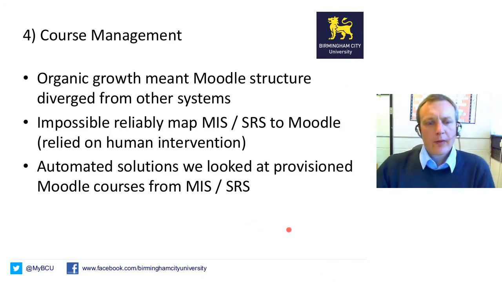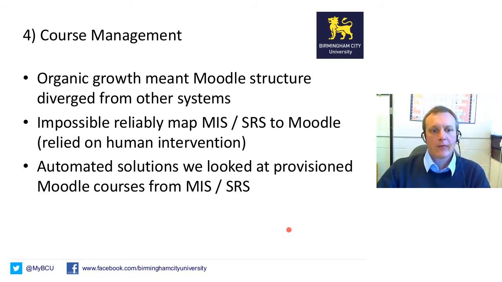But I think the big problem in creating the managed learning environment was the course management side of it. As I mentioned earlier, the organic growth of our system meant that to a point Moodle diverged from other systems, or even if it didn't diverge, it wasn't close enough to use reliably. It became impossible to reliably map the two systems, and everything we looked at relied on human intervention. It would rely on academics going into one system or the other and updating a record, for example updating the ID field in a Moodle course to reference something in another system, and you just can't rely on this being done. People forget, they make mistakes, or it's very difficult to make something like that work.